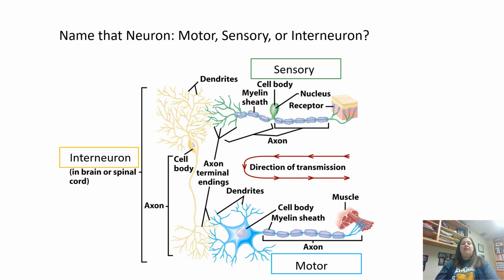All right, so we can see that this is how the information is going to be carried. It's going to be picked up by the sensory neuron, taken to the central nervous system. The central nervous system is going to interpret it and decide what needs to be done and send the motor impulse out through the motor neuron.